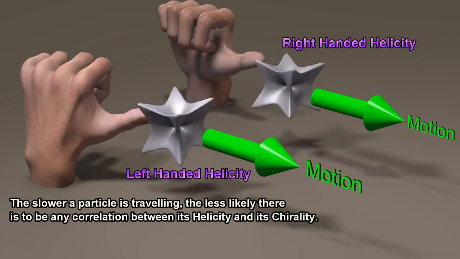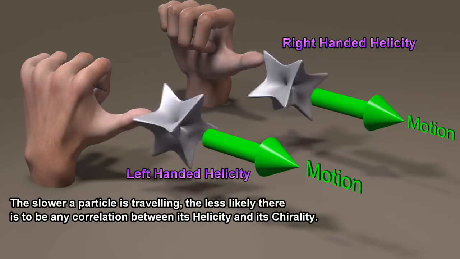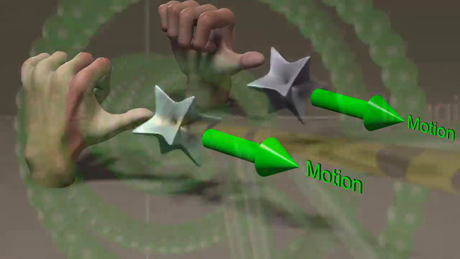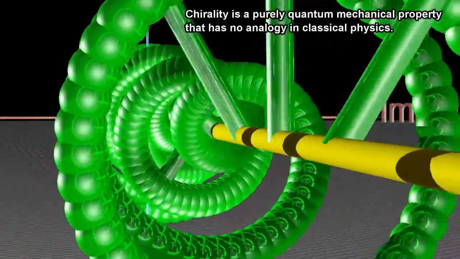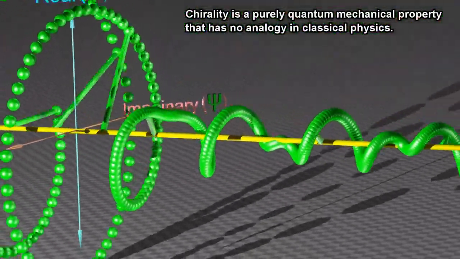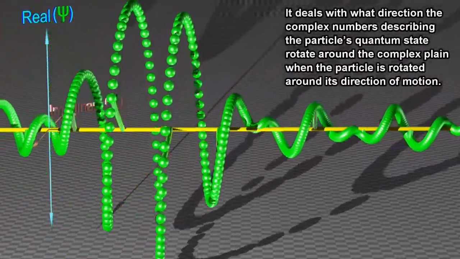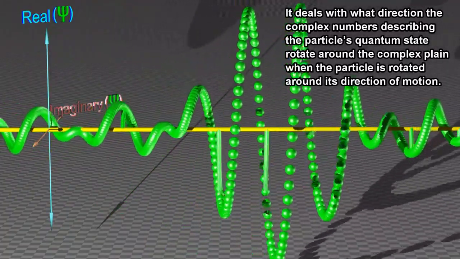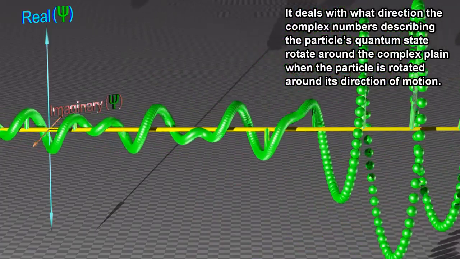The slower a particle is traveling, the less likely there is to be any correlation between its helicity and its chirality. Chirality is a purely quantum mechanical property that has no analogy in classical physics. It deals with what direction the complex numbers describing the particle's quantum state rotate around the complex plane when the particle is rotated around its direction of motion.